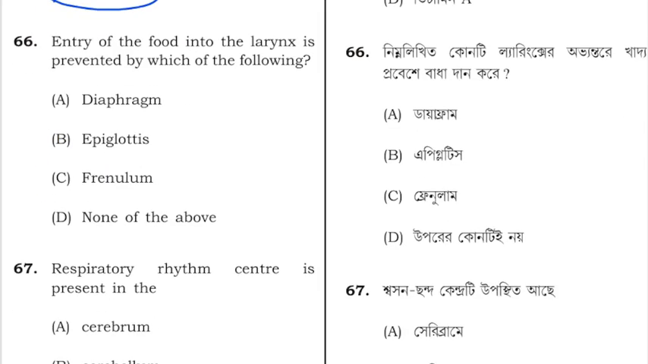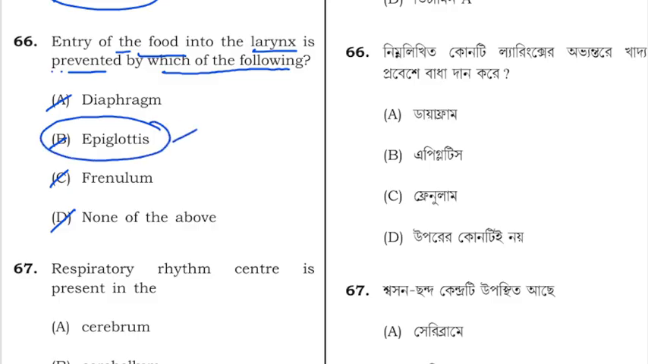Next is, entry of food into the larynx is prevented by which of the following? Option A is diaphragm, option B is epiglottis, option C is frenulum, D is none of the above. So epiglottis is the structure that prevents the food from entering the respiratory tract. So option B is correct.